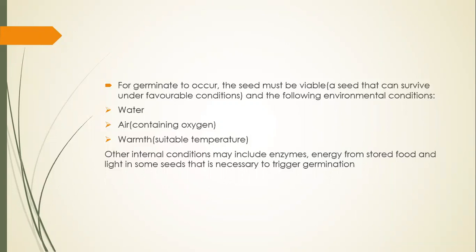Now, at the point where the seed is dormant, it's still viable because it can still undergo germination when the conditions return. So the first important factor that you need to consider for germination to occur is that the seed needs to be viable. Then, aside that, there should be water around to enable the plant to absorb the water through the micropyle. Then air, containing oxygen. They require this air or oxygen to be able to use it in the manufacturing of their own food when they are germinating.